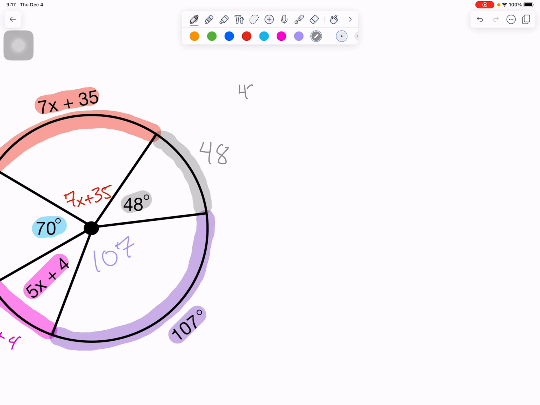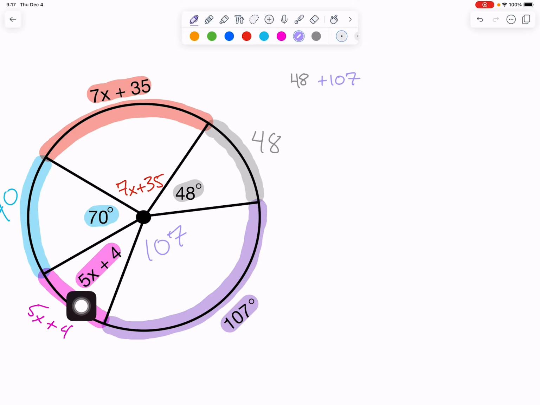So we'll take that 48 in gray. We will add the 107 to it. I'm writing this a little smaller to save space. We will also add our 5x plus 4.